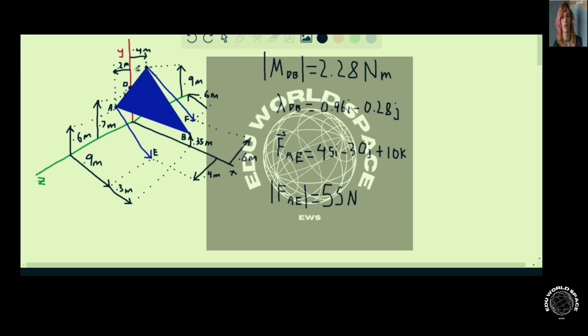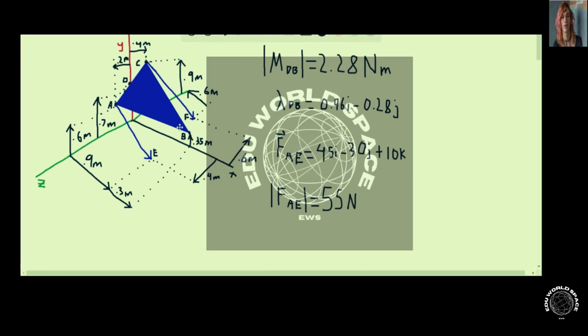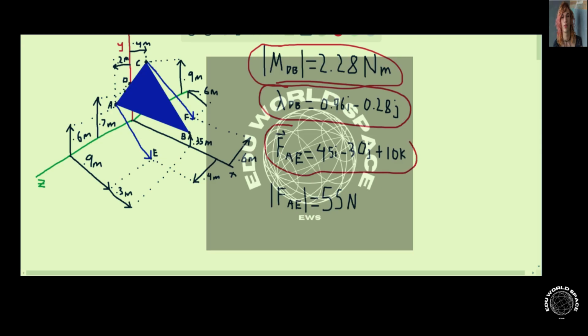We're asked to find the perpendicular distance from D to B to the force vector A to E. This question is asking us to refer to a previous problem where we have already calculated the moment from D to B, the unit vector from D to B, and the force vector from A to E. So these are already calculated in the previous problem that the question is asking about.